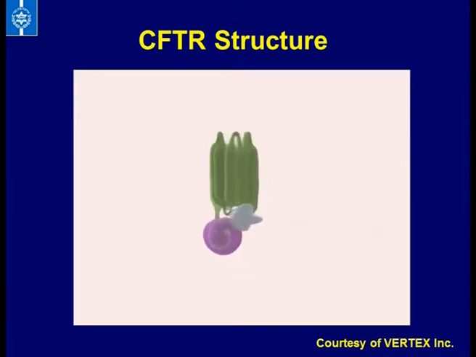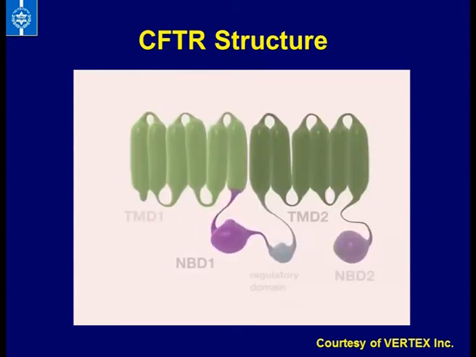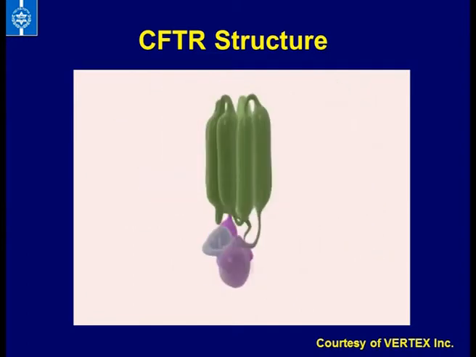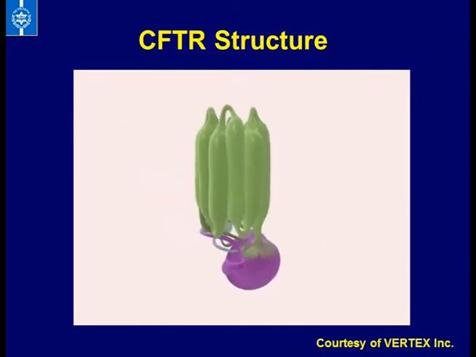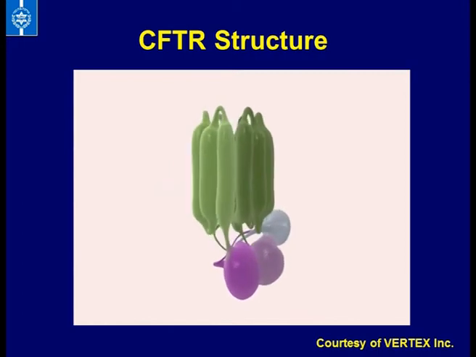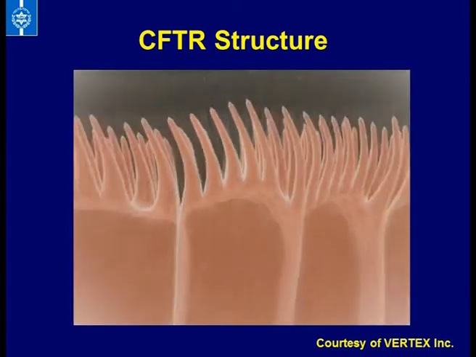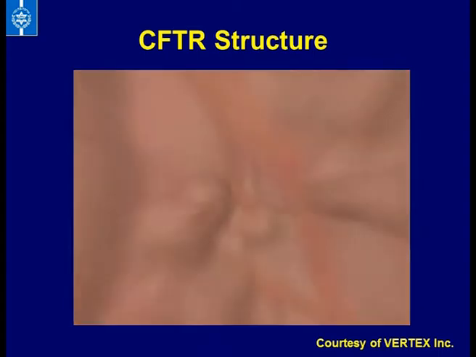The movement or conductance of chloride across the CFTR protein requires phosphorylation of the regulatory domain by cyclic AMP. In addition, binding and hydrolysis of ATP are required for the opening and closing of the CFTR channel. This process is also known as gating of CFTR.